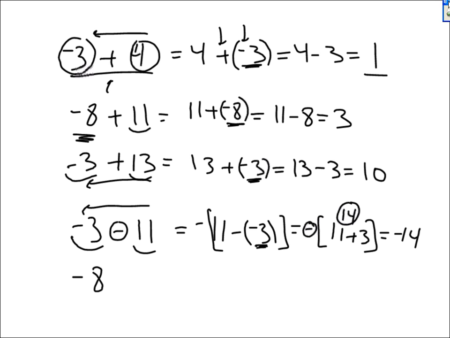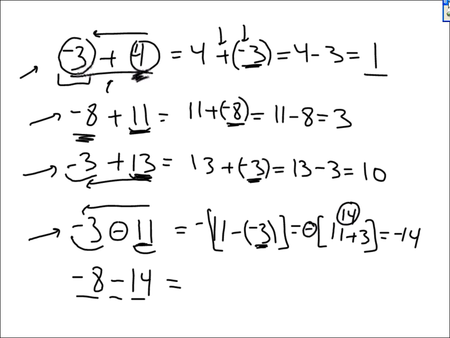You have negative 8 minus 14. Now, I just want to say one thing. This problem, the first one, is negative 3 plus 4. The second problem is negative 8 plus 11. First, we should write it correctly. This problem is negative 3 plus 13. This problem really is negative 3 minus 11. This last problem really is negative 8 minus 14.